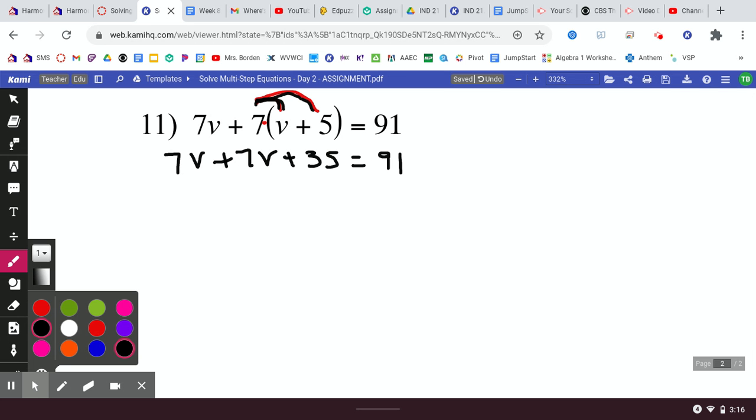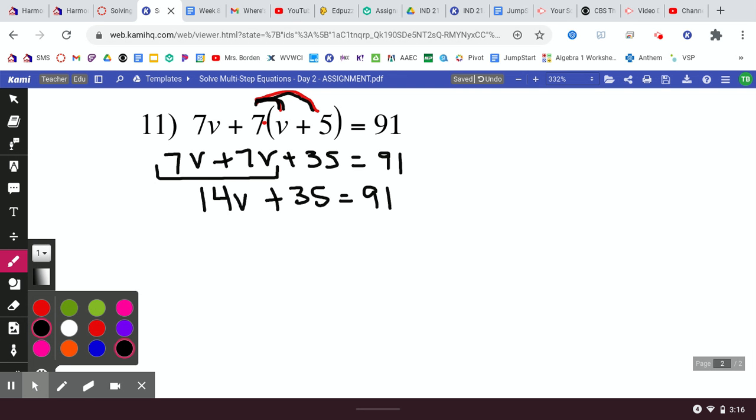That's the distribute step. Now the next step is to look for combining like terms. Well, I have these two v's here, 7v and 7v. I can rewrite it as 14v. And then I didn't do anything with the plus 35 or the 91. And now that I've combined all my like terms, I can start moving things left to right. Right now I've got all my v's over there on the left. That's good. So that means I'm going to move my 35 over with my 91.